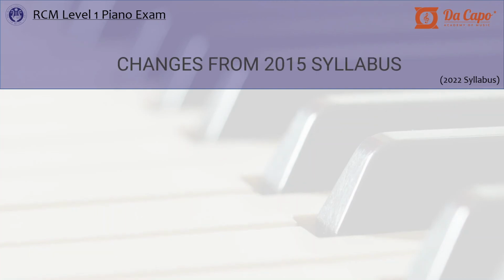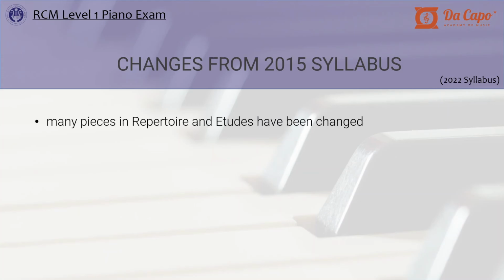So what has changed from the 2015 syllabus compared to the 2022 syllabus? Well, the answer is nothing. The only difference really is the pieces that you will see in the repertoire and etudes. These have been updated a little bit. Some new pieces were added just to freshen things up a little bit. Otherwise, everything is exactly the same.